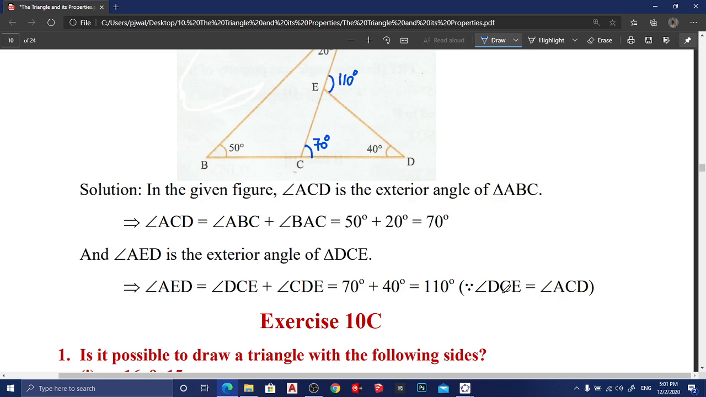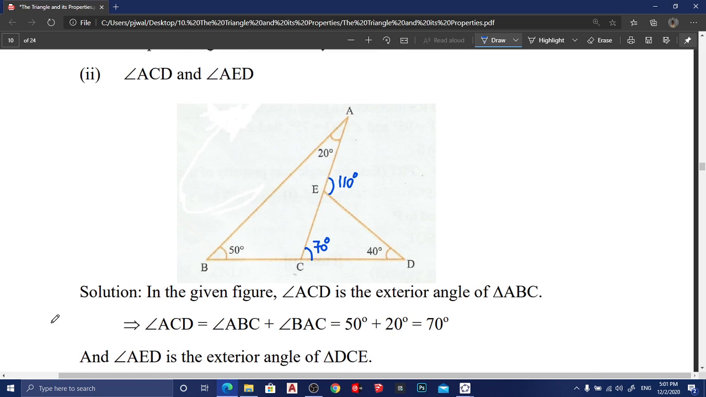Since angle DCE is equal to angle ACD, there is angle ACD here. These two are equal. That's why I mentioned angle ACD as ECD here. Both are equal.